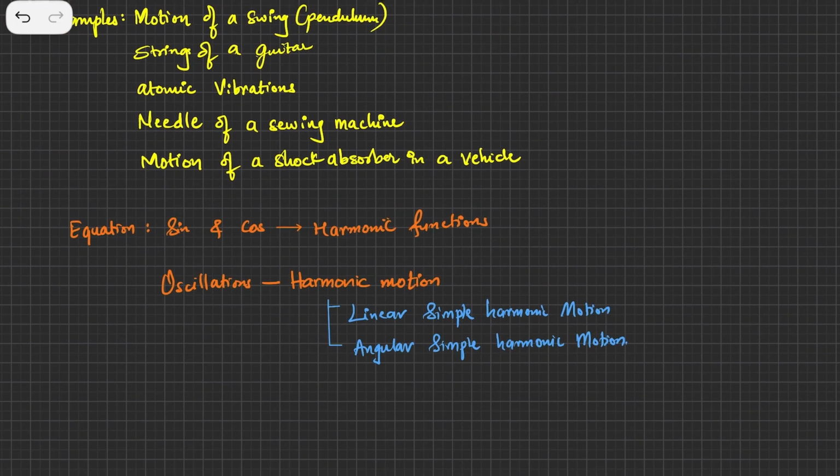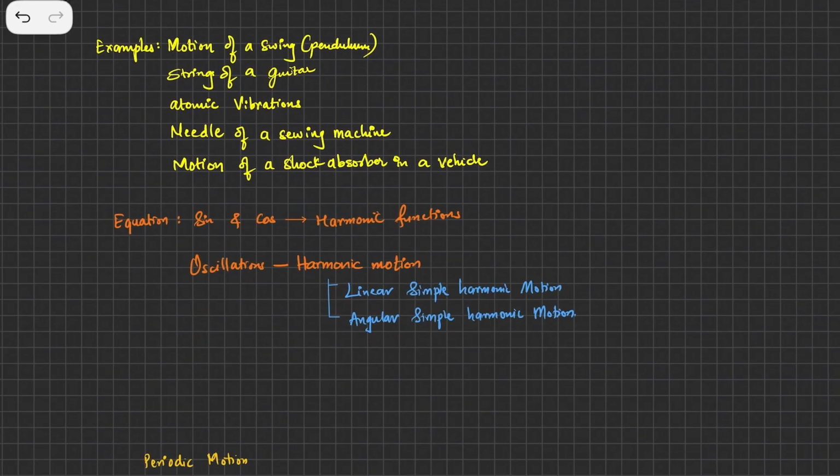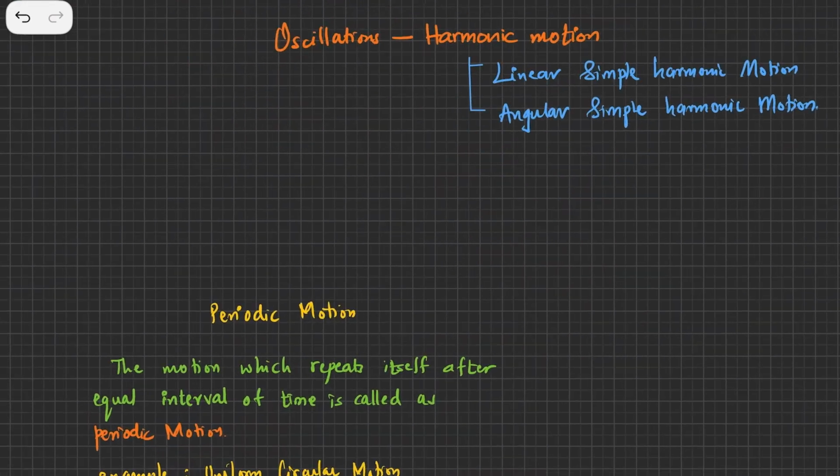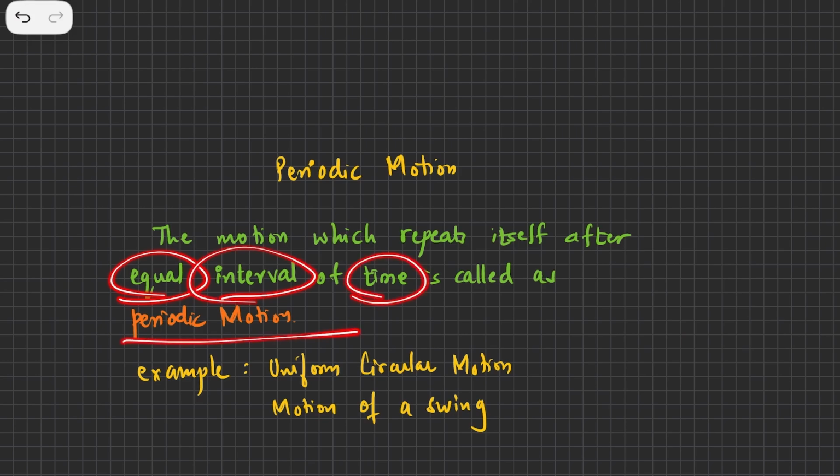Now this is just a basic introductory video where we are about to see what oscillation is. I would also like to cover one more topic called periodic motion. Periodic motion is a motion which repeats itself after equal intervals of time. So a motion which continuously keeps on repeating itself after equal intervals of time is called periodic motion.